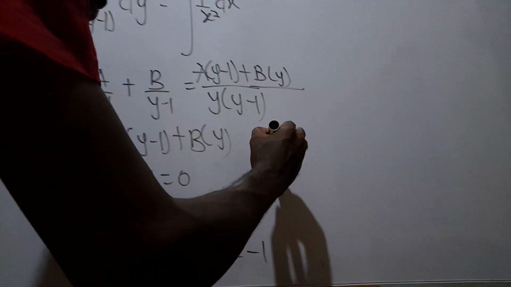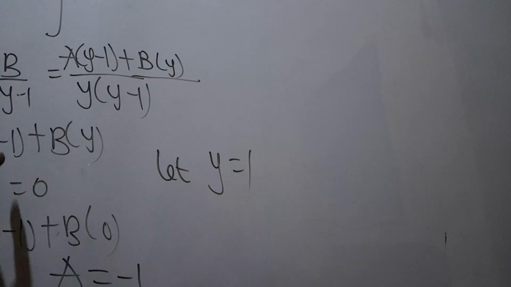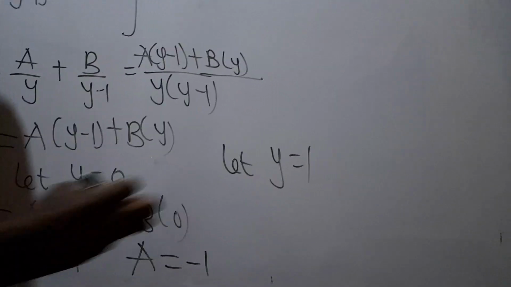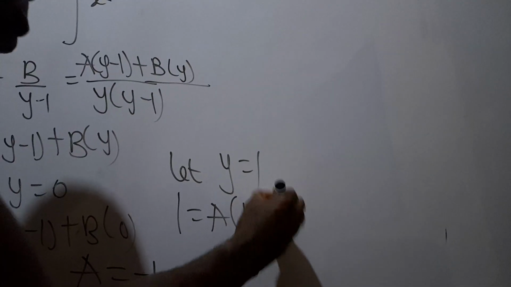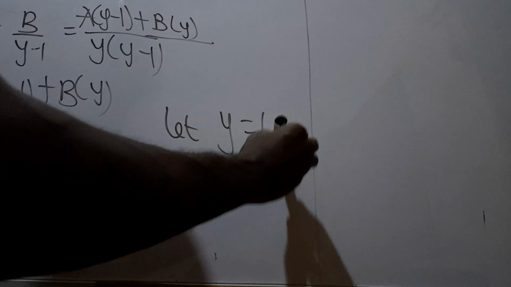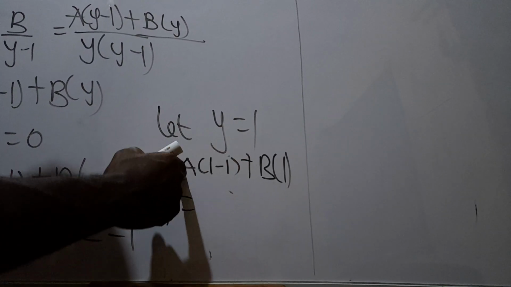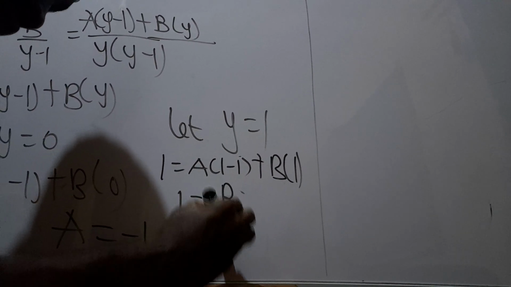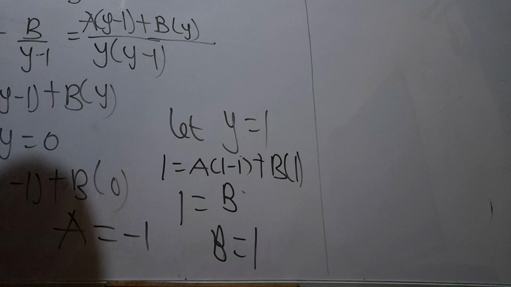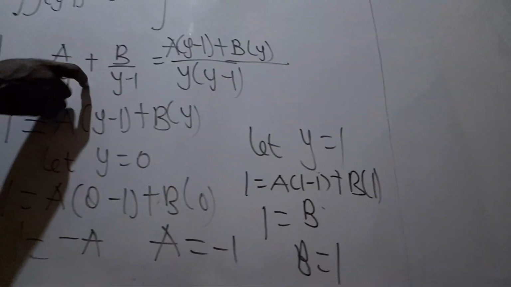In the same vein, we let y be equal to 1. That's by equating this to 0. So our 1 will be equal to a times 1 minus 1 plus b times 1. So 1 will be equal to 1 minus 1 is 0 times a will be 0, then b times 1 will be b. Then you can say our b is equal to 1. So a is minus 1, b is equal to 1. We substitute it here.